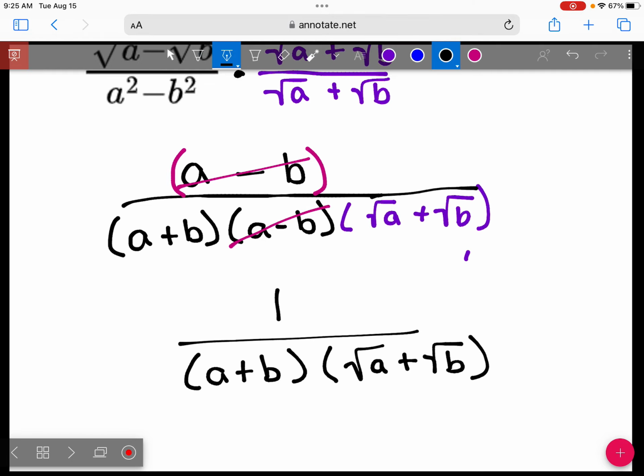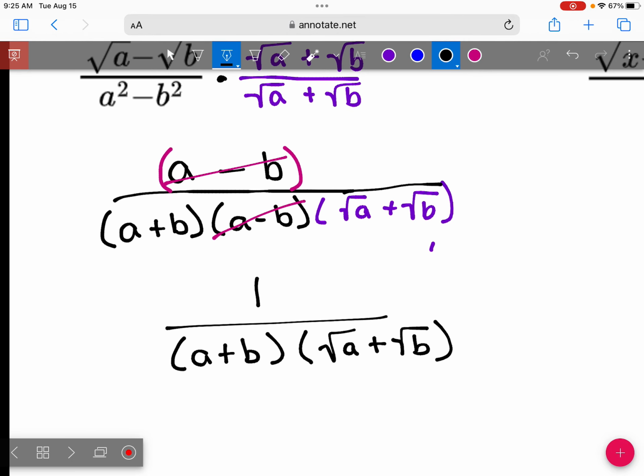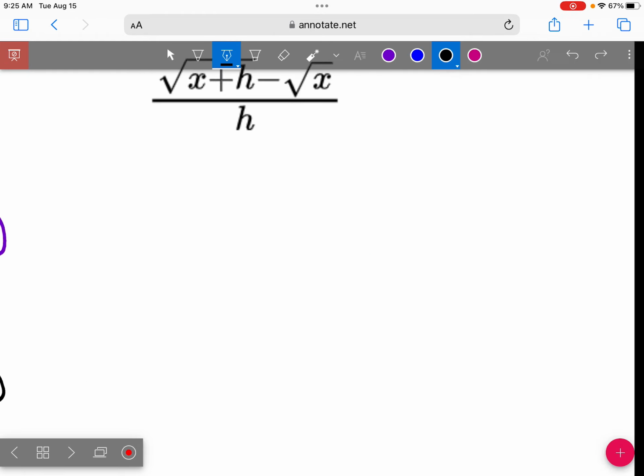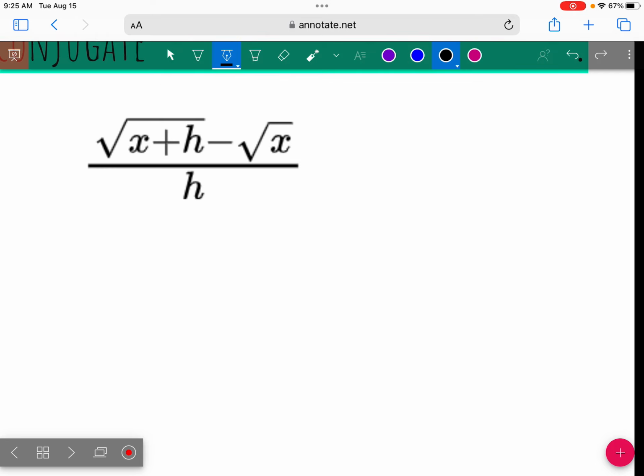All right. How we feeling on that one? Okay. Because we've got another one. It's not the worst one for today. We have one more that's grosser. And again, we're rationalizing our numerator. So we've got the square root of x plus h minus the square root of x all over h.